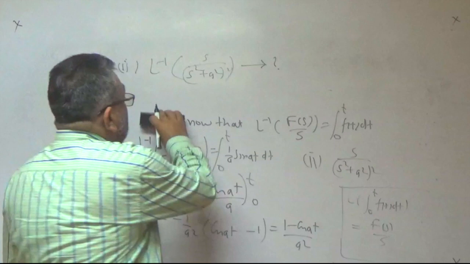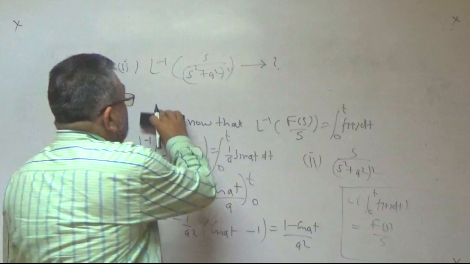d by ds. So by this we know the formula that the Laplace transform of t into f(t) is minus d by ds of F(s), and this implies that the inverse Laplace transform of d by ds of F(s) is minus t f(t). This is the formula converted from the formula of Laplace transform.